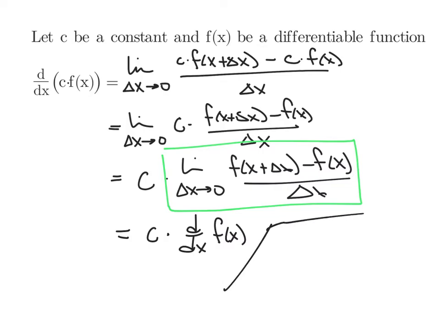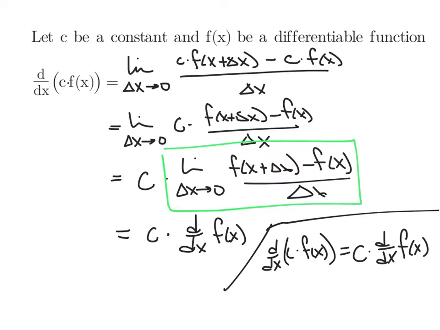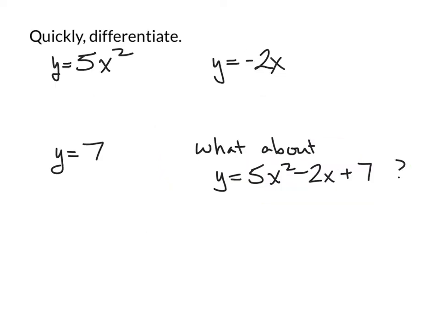In short, we just proved the constant multiple rule, that if we want to take the derivative of a constant times a function, we can just take the constant times the derivative of the function. So when we want to find the derivative of y equals 5 times x squared, that's 5 times the derivative of x squared, which was 2x. So that will simplify to 10x.